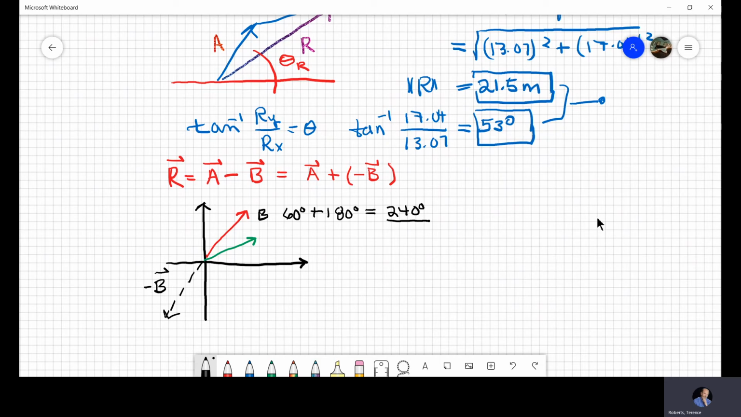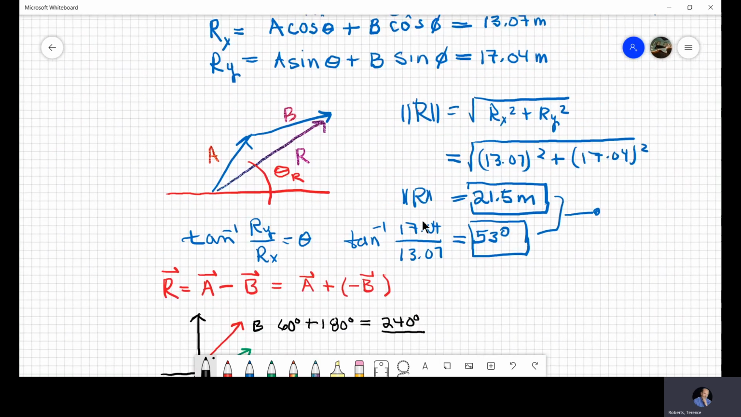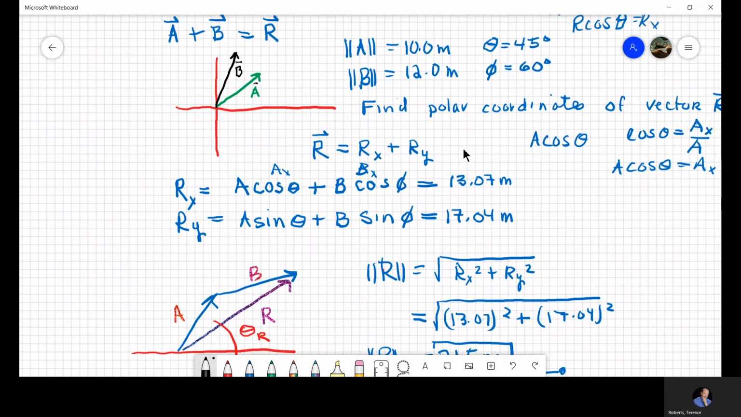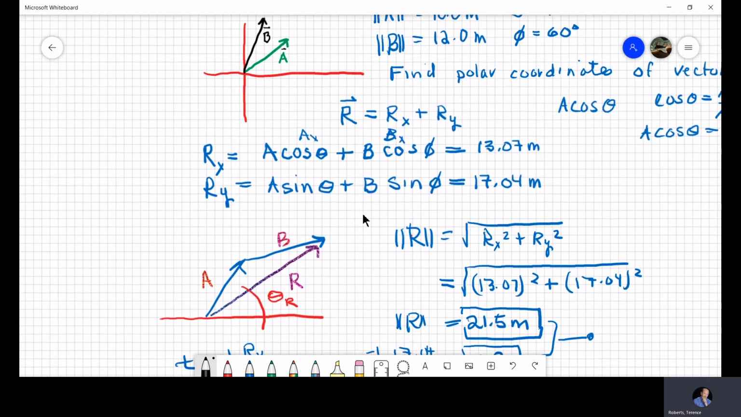So when we add up, let's go back to here, and we look specifically at the B in both the Rx and Ry equations, this B cosine phi is going to be a different angle. Here we were using 60 degrees. Now we're going to plug in 240 degrees, and that's going to give us a different answer.